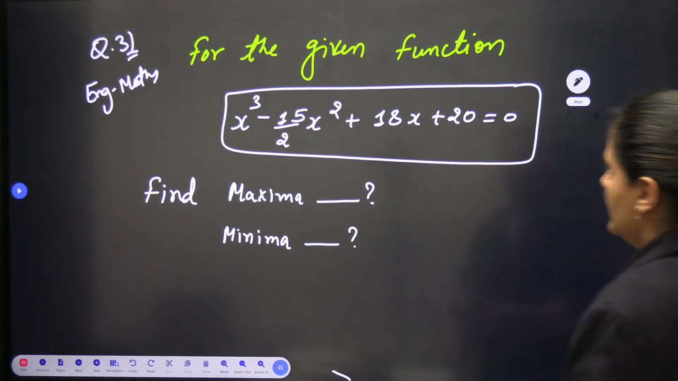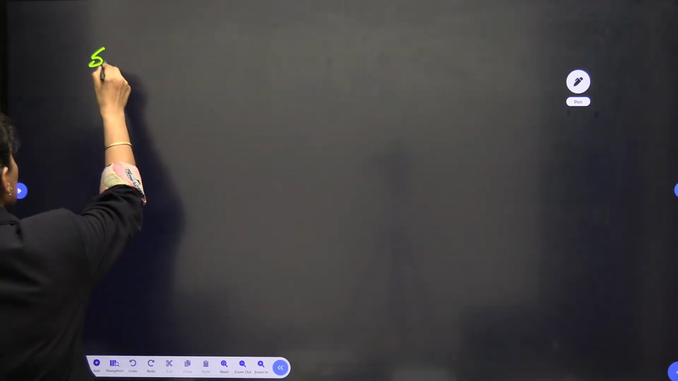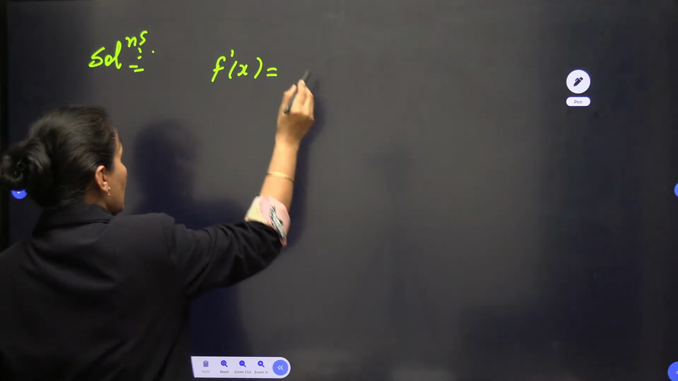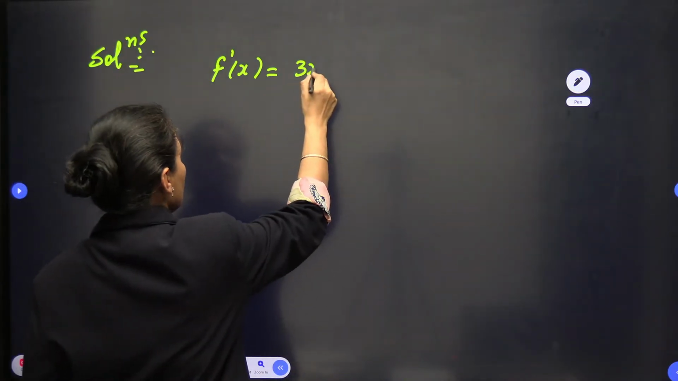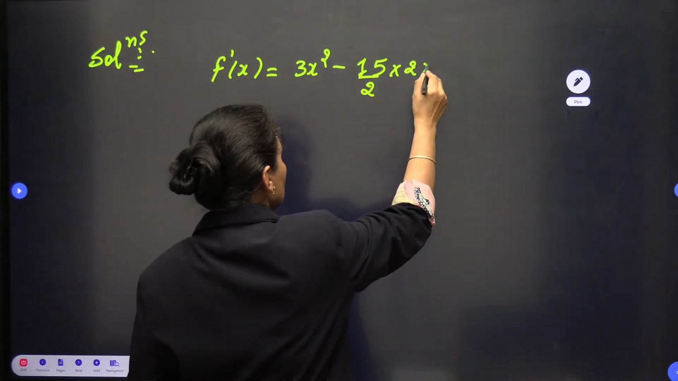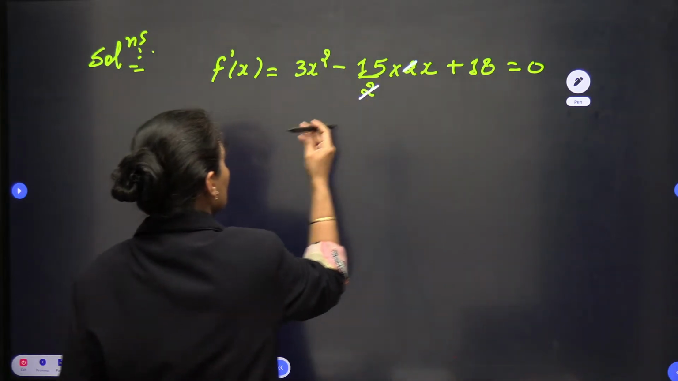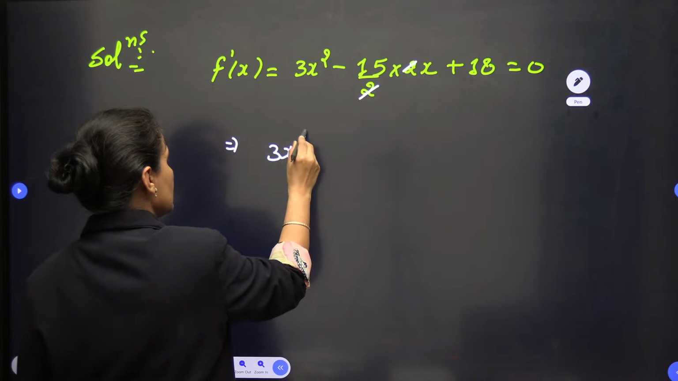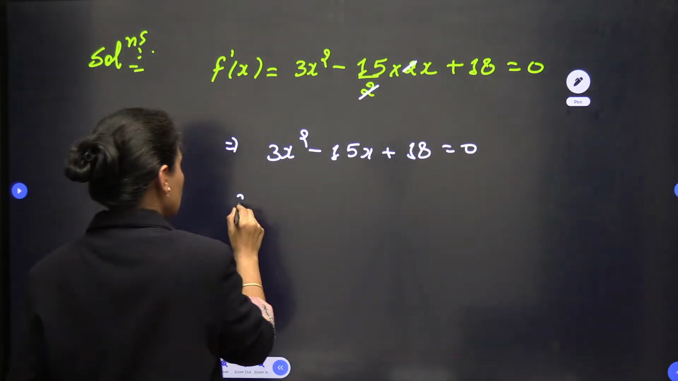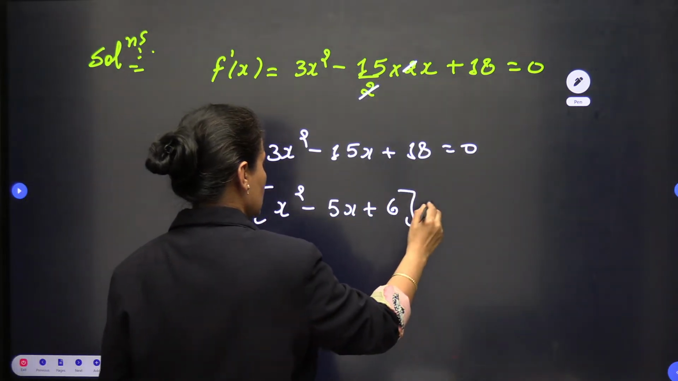Okay, so here we can go for the first order derivative of the given function. Very easily we can find the first order derivative, which is f dash x. f dash x will be 3x square minus 15 by 2 into 2x plus 18, and we can put it equals to 0. So this is 3x square minus 15x plus 18 equals to 0. 3 you can take outside. This is x square minus 5x plus 6 equals to 0.